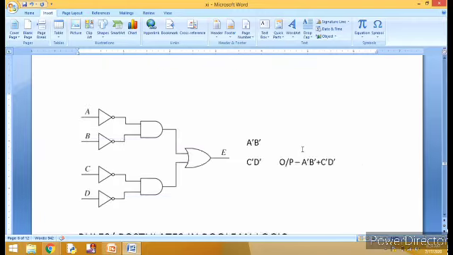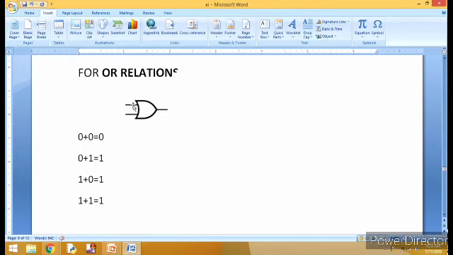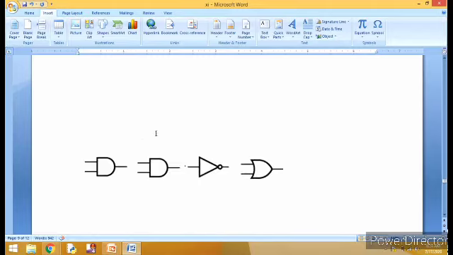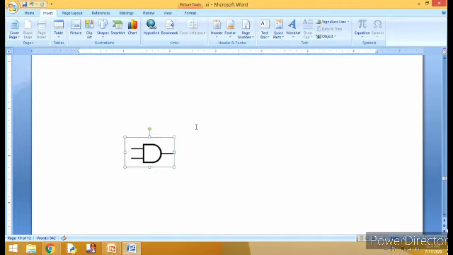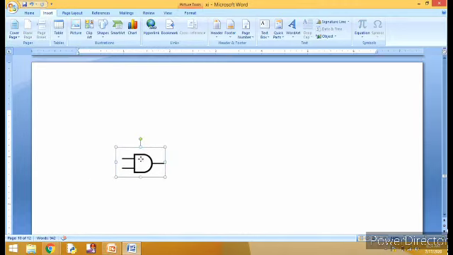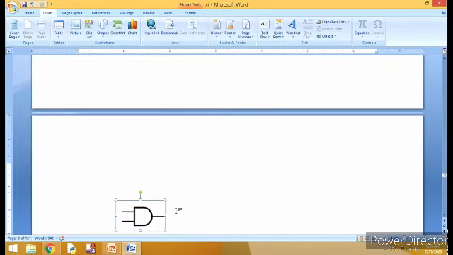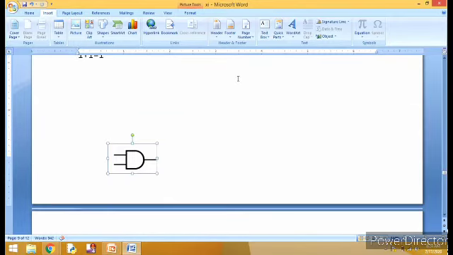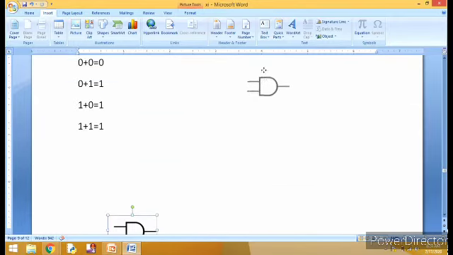The same thing applies over here: if both inputs are 1, if the signal is 1, then what output will you get? 1, isn't it? Similarly, what is the next gate we have discussed? That is the AND gate. Now, for the AND gate, what do we have over here?